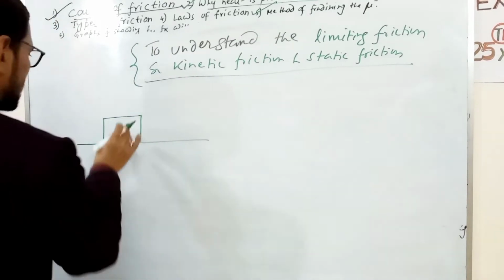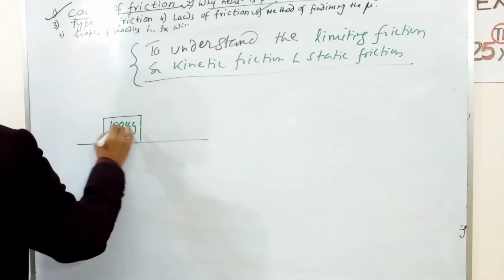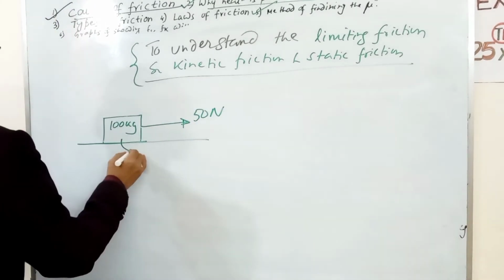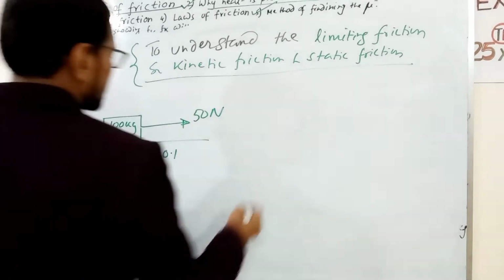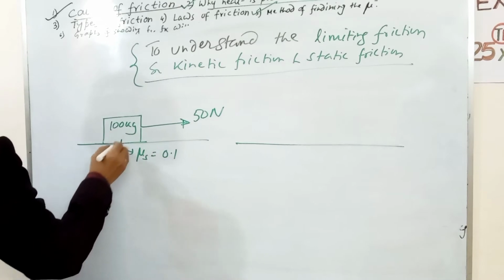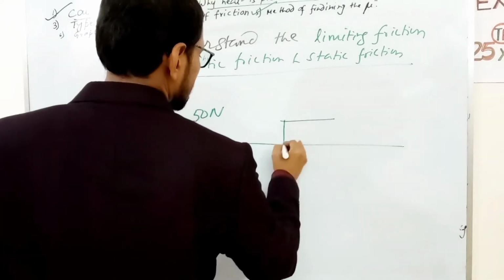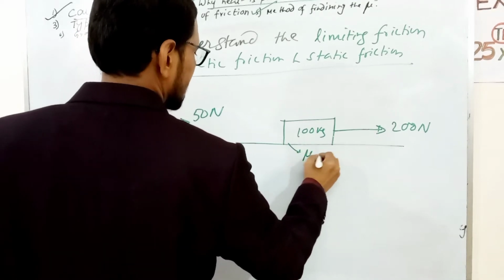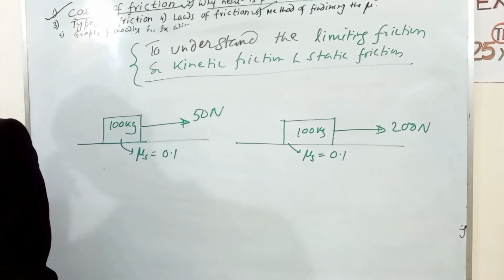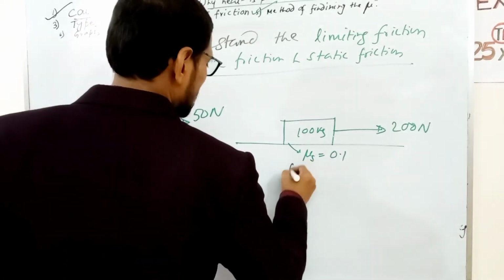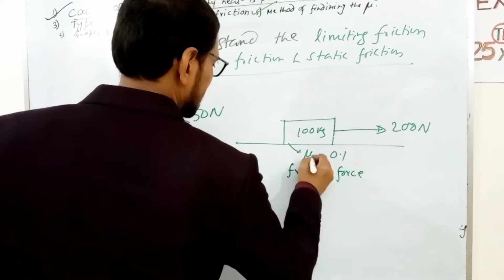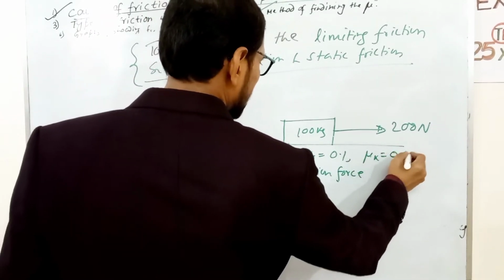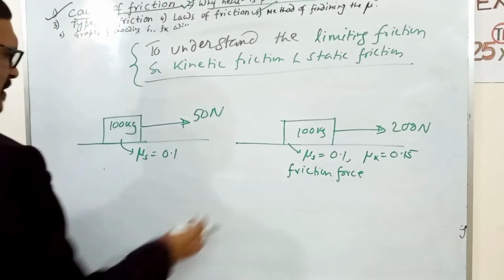Suppose a block of 100 kg is placed on a surface and a force of 50 newton acts on it, mu static equals 0.1. Find the friction force acting between the two surfaces. Now in the same block, if the force applied is 100 newton, what is the friction force? Mu s equals 0.1, mu k equals, suppose, 0.15. Now what is the friction force acting between these surfaces?